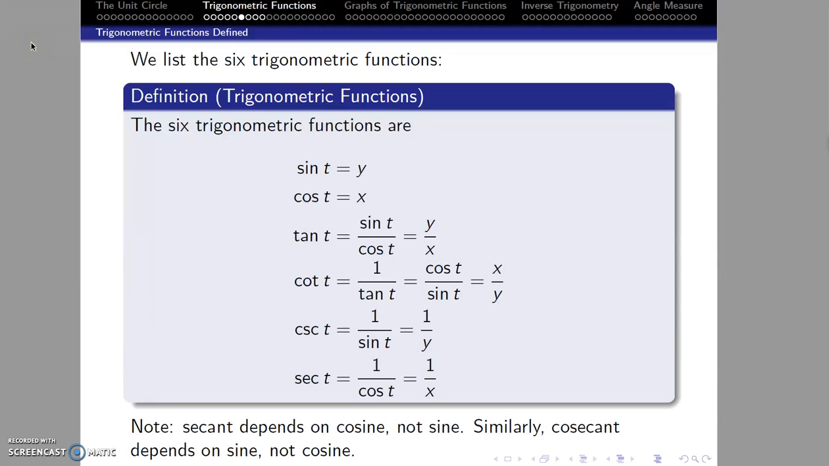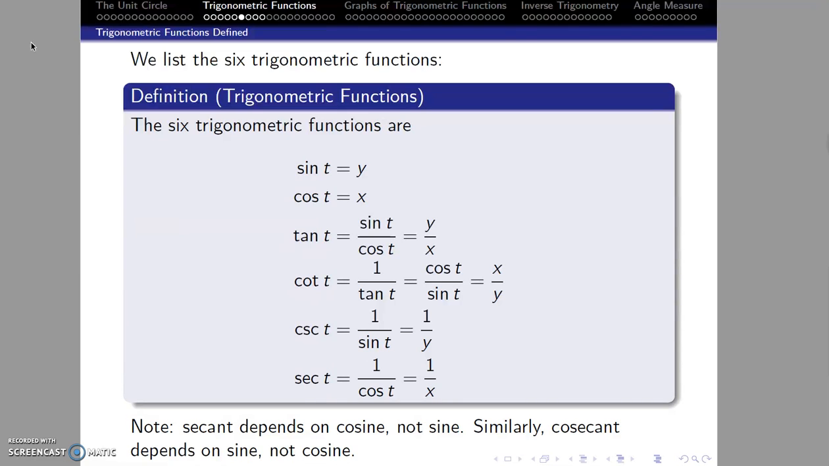All right, welcome back. And I've got some information up here for you. Two things you're familiar with: sine t is y, cosine t is x. And the other four trigonometric functions, as promised, all six, are defined, like I said, similarly, but yet at the same time not quite so.